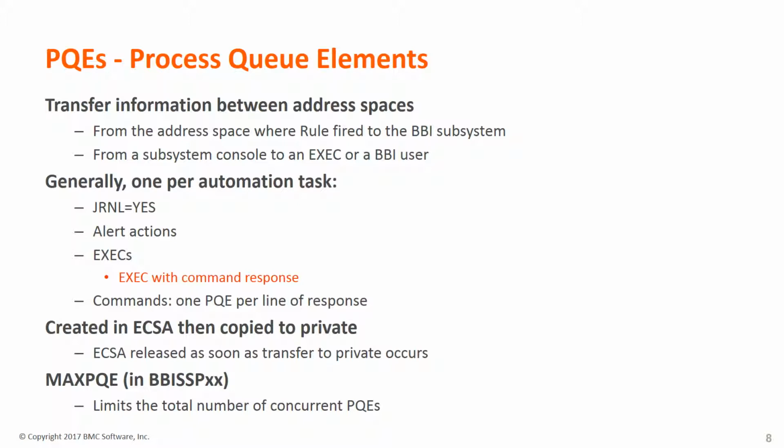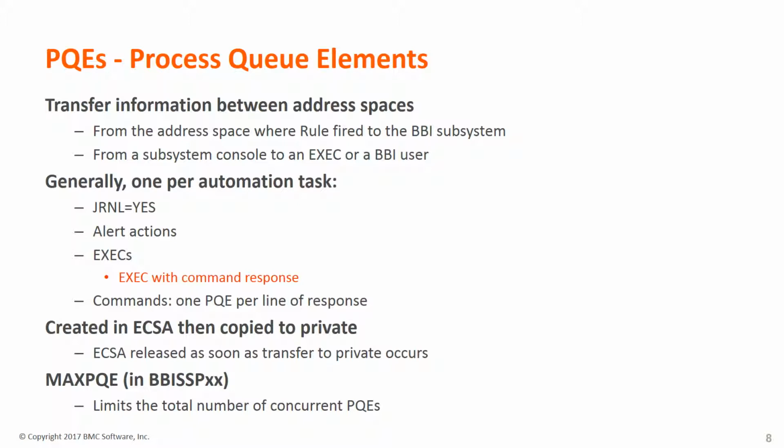Process queue elements, or PQEs, are central to the processing of AutoOPERATOR rules. What they do is allow you to transfer information between address spaces. Most commonly, we're referring to the transfer of information from the address space generating the event to the BBISS subsystem. Now, you will generally have one PQE per automation task, and by that we mean when you need to write data to the journal, generate an alert, or execute an exec with a command response. Each of those will require a PQE.